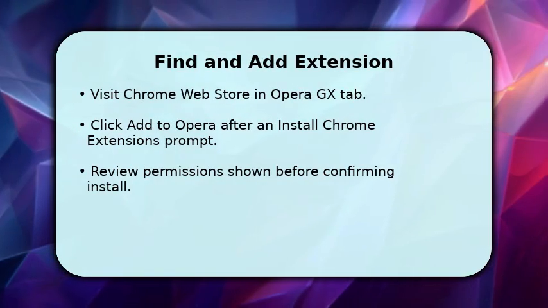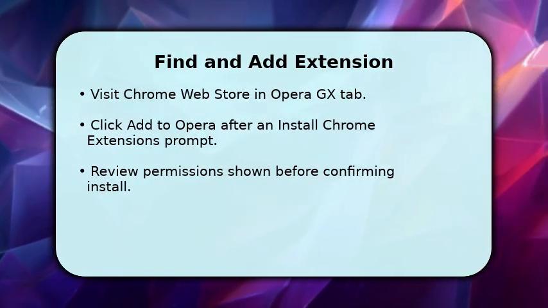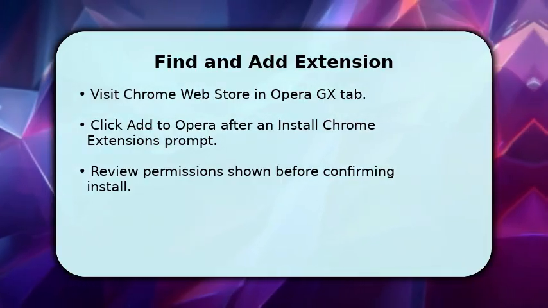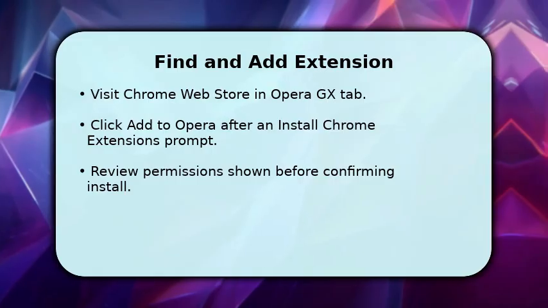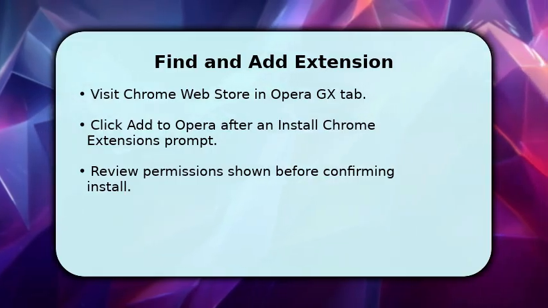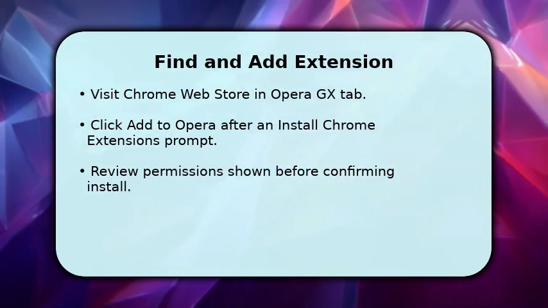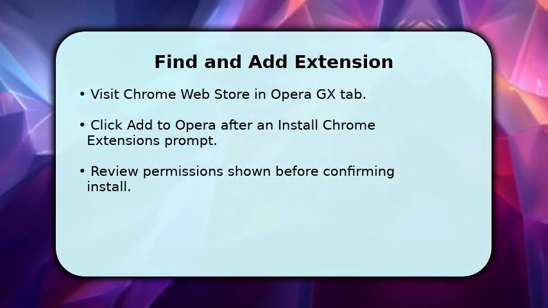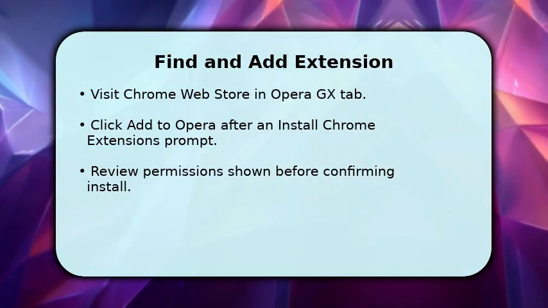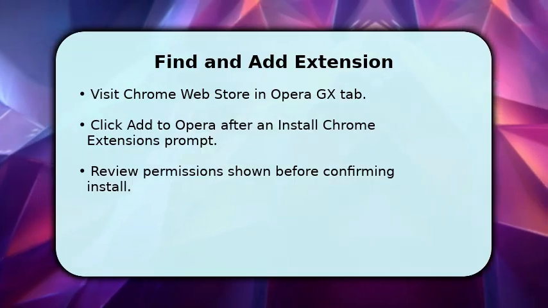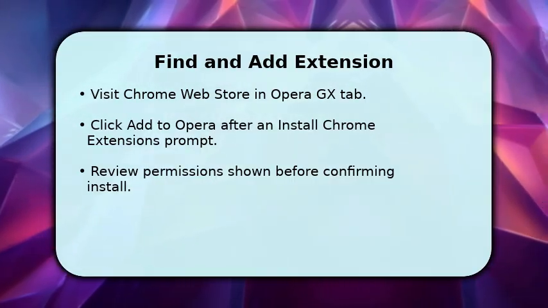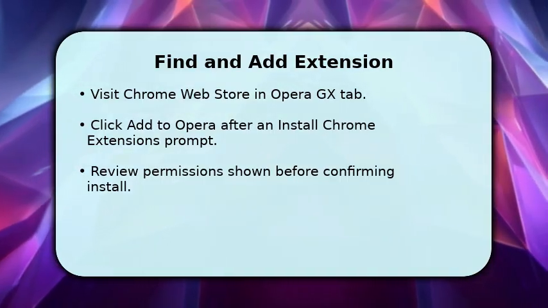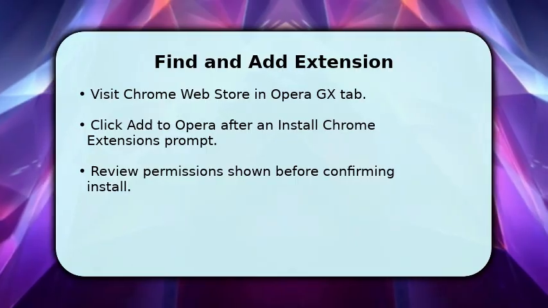Now navigate to the Chrome Web Store using Opera GX. When the store loads, you'll see an Add to Opera button provided by Opera's extension adapter. Click it. You'll get a permission dialog listing what the extension can access. Read those permissions carefully, and then confirm. Once you accept, Opera downloads the Chrome package and converts it to its format. This step works because Opera's adapter rewrites manifest data, so the Chrome extension runs inside Opera GX.